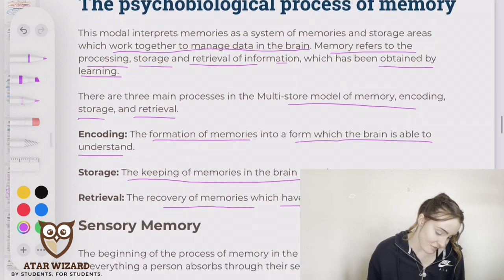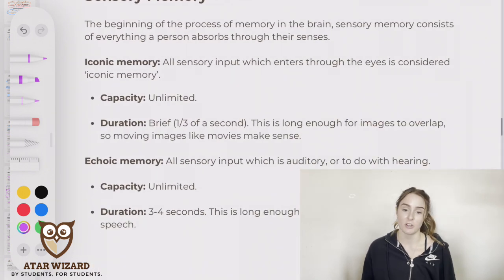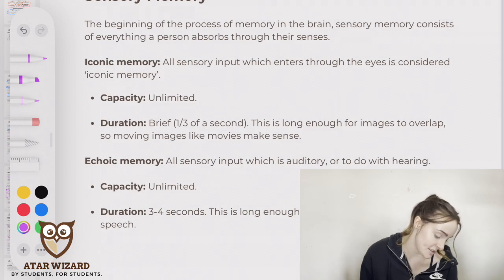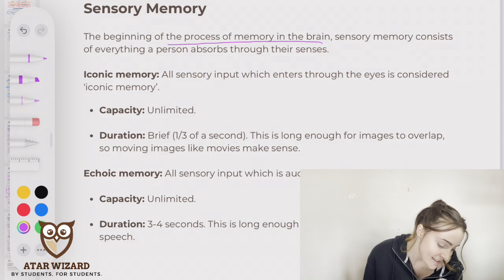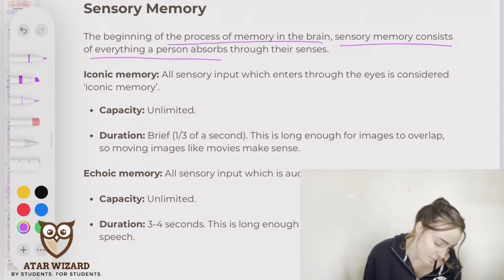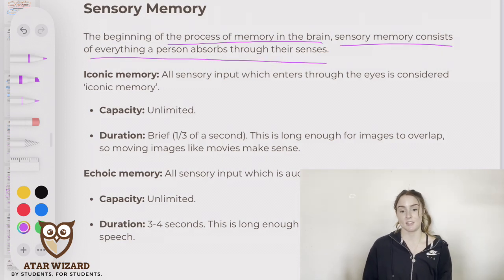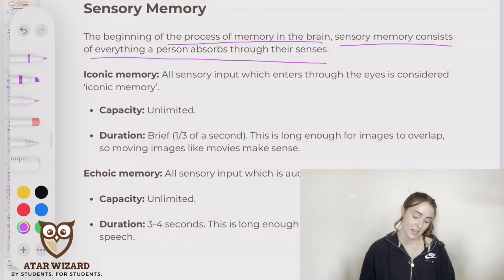So then we have different kinds of memory stores. So we've got the sensory memory, the beginning of the process of memory in the brain. Sensory memory consists of everything a person absorbs through their senses. So everything you're seeing, touching, feeling, hearing, and tasting is all going into your sensory memory. So for VCE Psychology, we look at the iconic memory and the echoic memory.